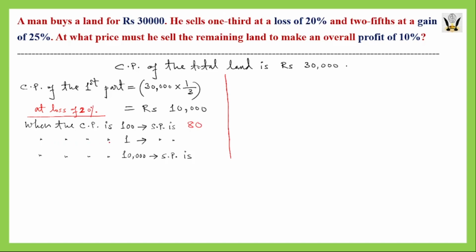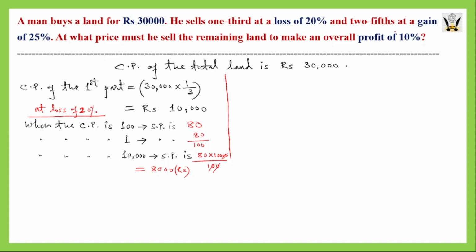Now when the cost price is 1, then the selling price will be 80 divided by 100, and when the cost price is 10,000, then the selling price will be 80 multiplied by 10,000 divided by 100. So two zeros will cancel each other, so this will become 8, and then we have 1, 2, 3 zeros, so 8,000. This 8,000 is definitely rupees. This is the selling price of the first part, which is one third of the total land.